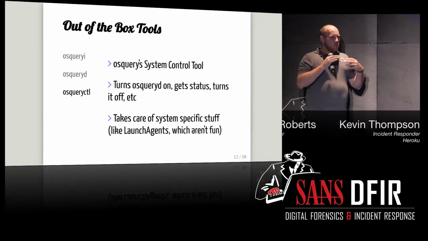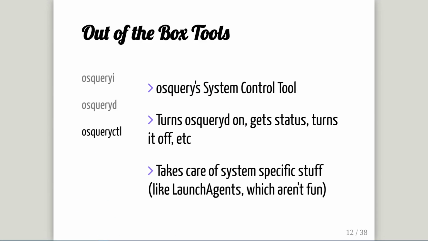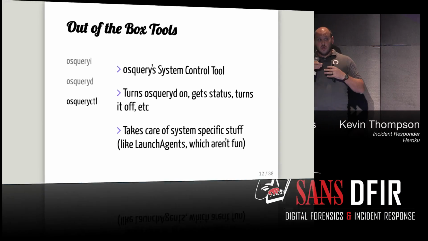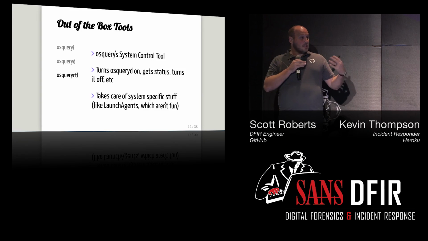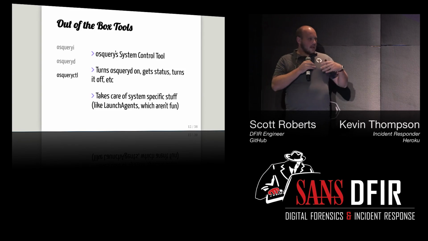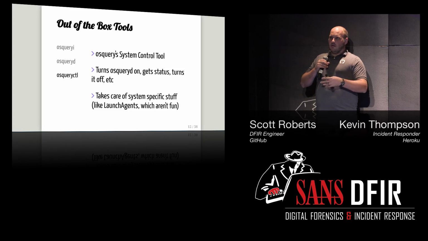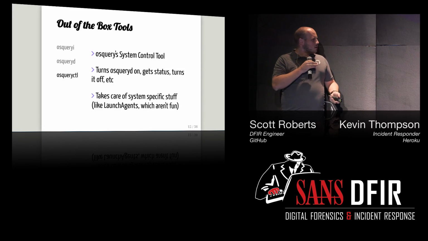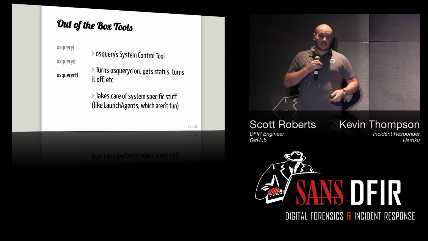And lastly, you manage Osquery D using another utility, Osqueryctl: turn it on, turn it off, get status. And this is great because it takes care of the fact that different operating systems do different things to start up a daemon. So on OS X, it takes care of launch control. On Linux, there's so much variety, but it just takes care of all that for you.